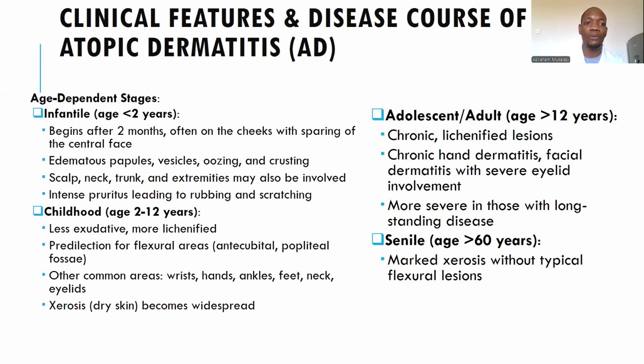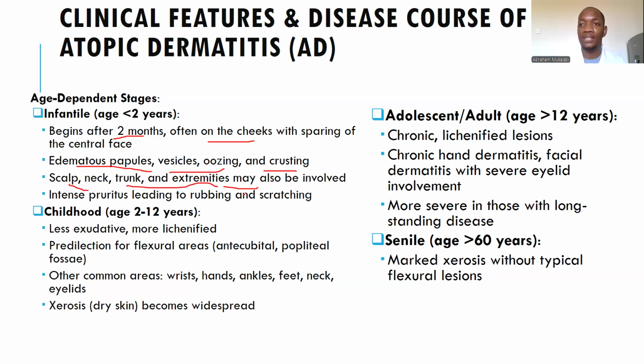And in this case, it commonly begins at around 2 months after birth. And oftentimes it will start on the cheek, but sparing the central face. So the infant will have a lot of edematous papules, vesicles, oozing, crusting. It can also affect the scalp, the neck, the trunk, extremities, but most of the time it will affect surfaces that are in contact with the environment.